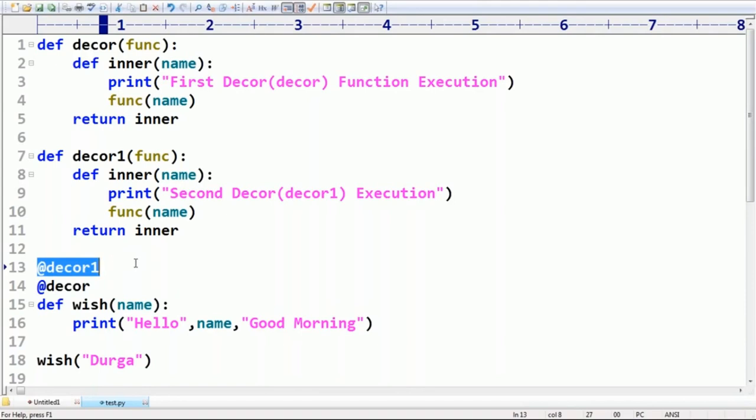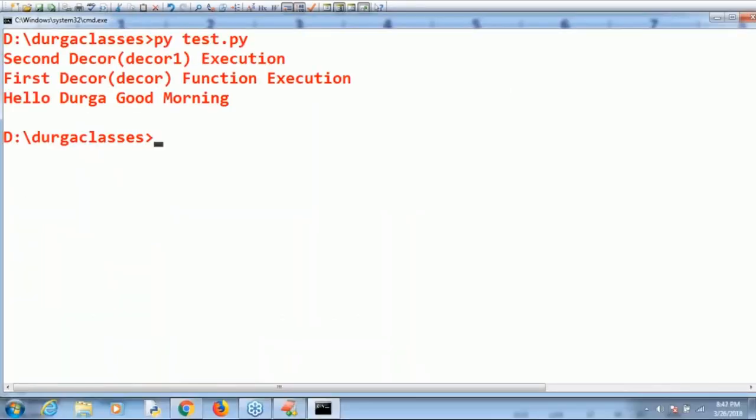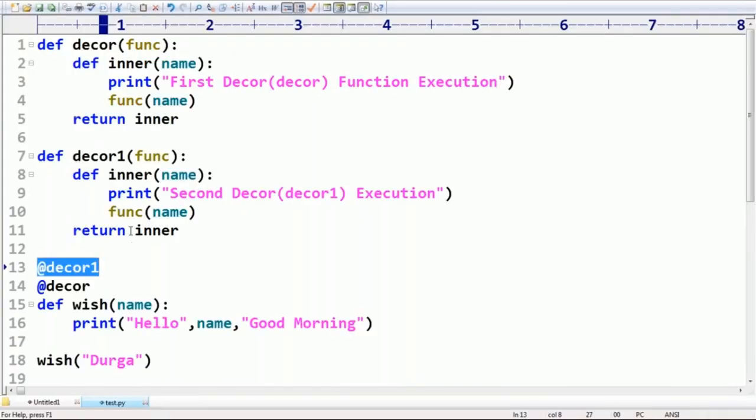Let me cross-check whether it is real or not. Can you please observe which function got executed first? Did the innermost get executed or the outermost? First inner or outer? Which one got executed?